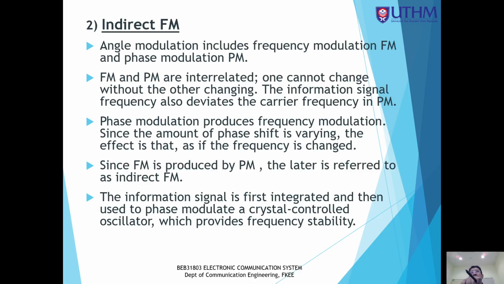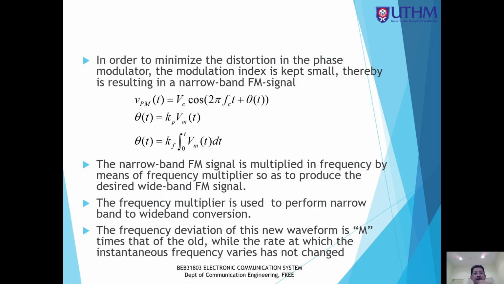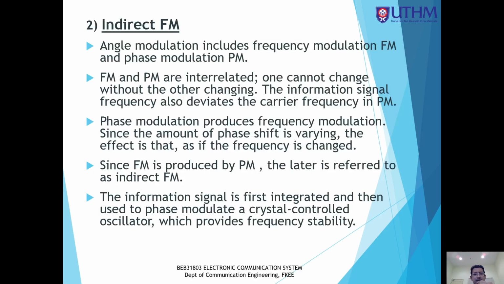As I mentioned earlier in the class, FM and PM are related to each other. If you change the frequency, you are indirectly changing the phase. If you change the phase of the carrier, you are indirectly changing the frequency of the carrier as well. So how to do this? Indirect FM means we do the process of PM. The information is integrated and then used to phase modulate the crystal control oscillator, which provides frequency stability.